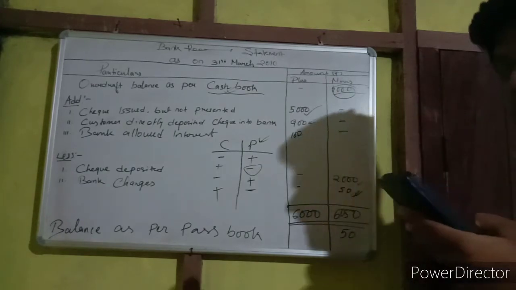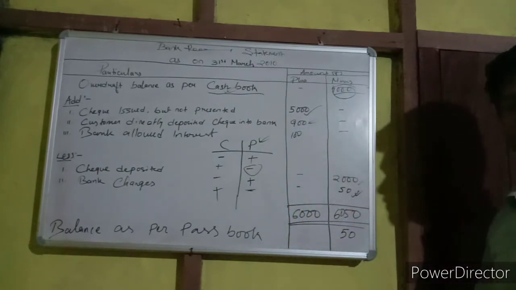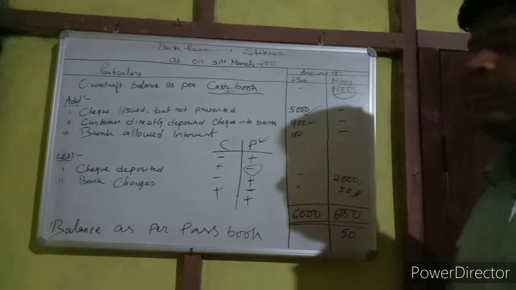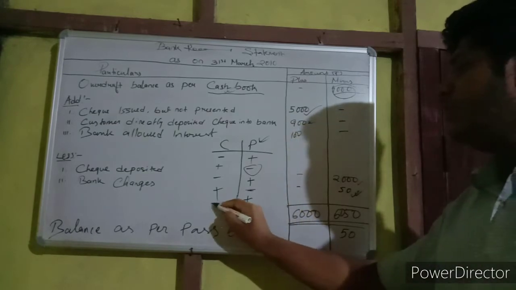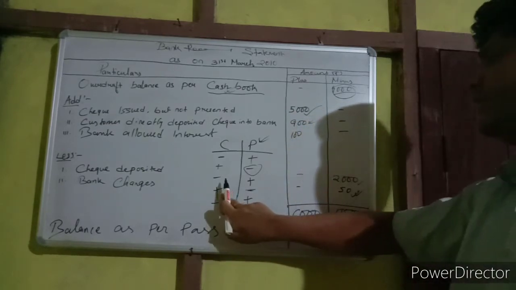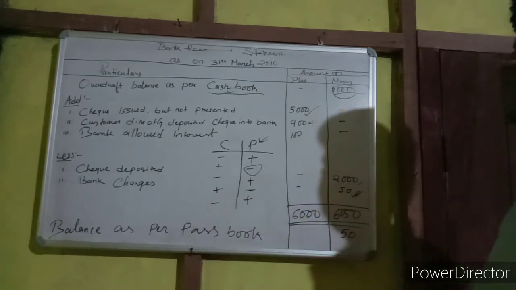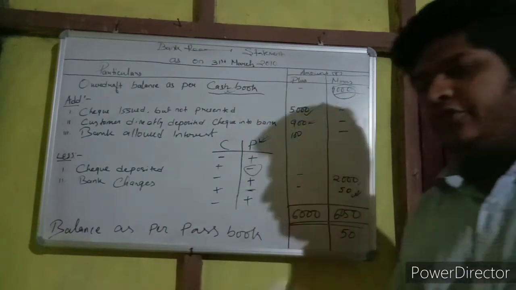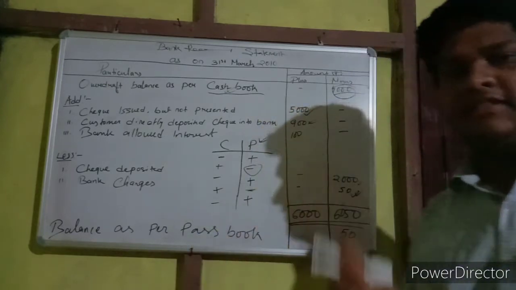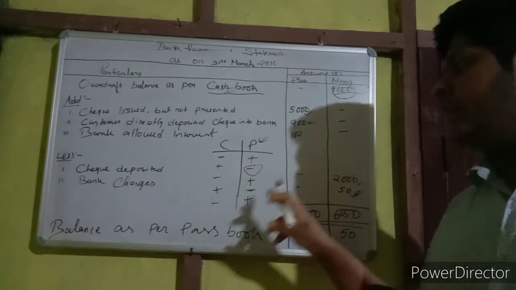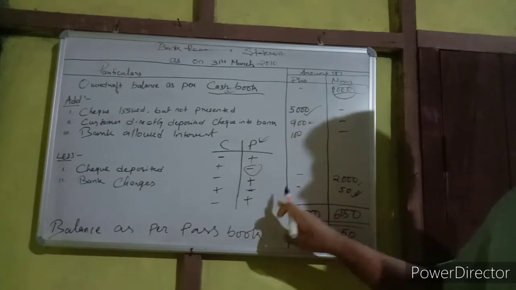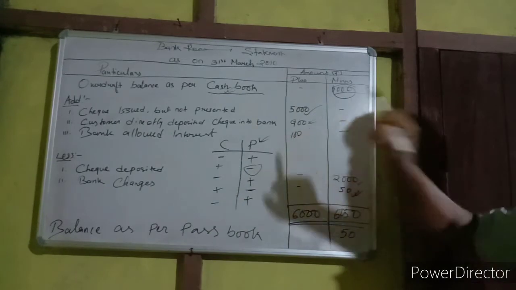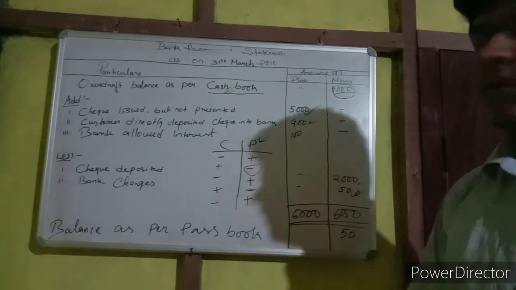Okay, now the last is allowed interest. I think you all know where it will come. Allowed interest means the passbook is plus, the passbook has increased, but you don't know by sitting at home, so in the cash book it will be minus. Allowed interest means the bank has given interest on your account. Against the money which you have deposited in the bank, the bank has allowed you interest. So your passbook has increased, which means you have to write it in the add column. So bank allowed interest is 100 on the plus side. Now you know what to do and what not to do.